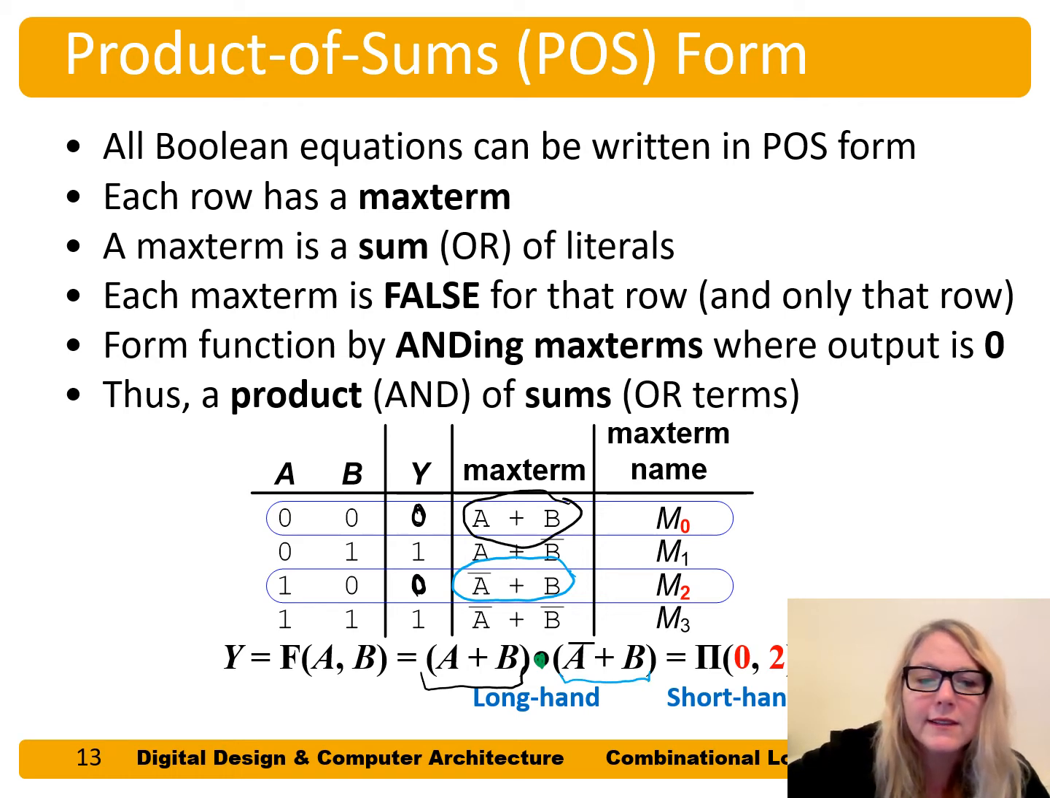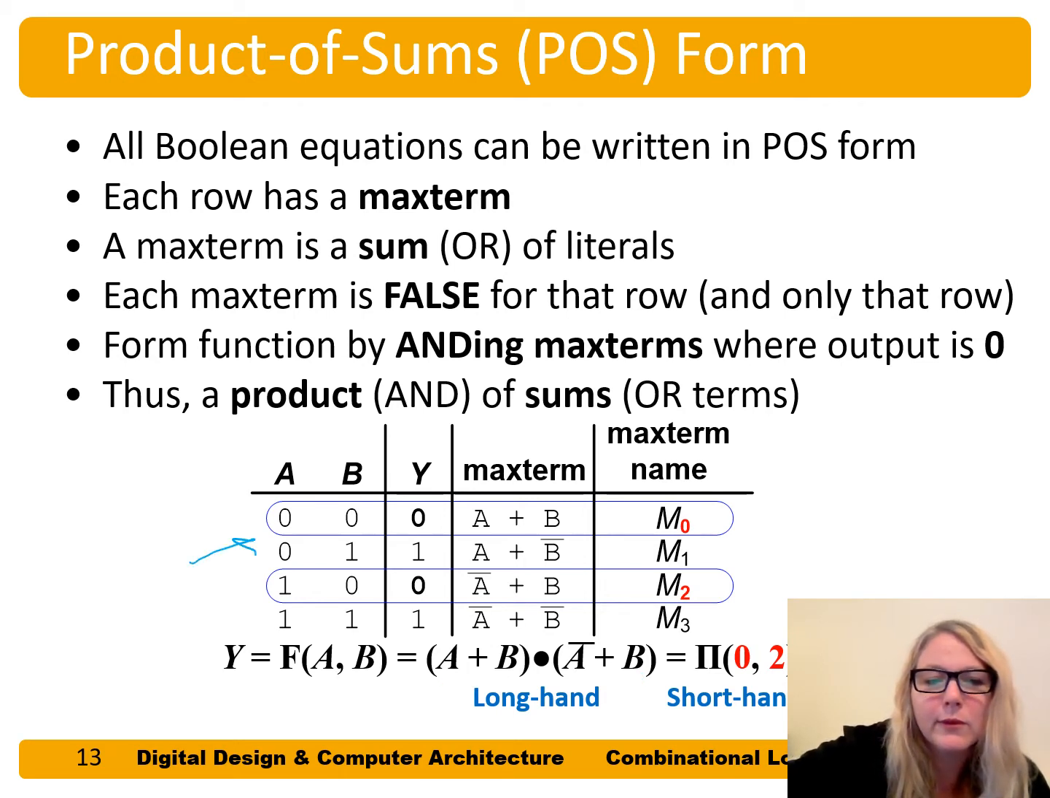So the 0, 0 case, when A and B are 0, A or B is going to force the output to 0. And when A and B are 1, 0, this next max term, A bar or B, in this case, will force the output to 0. In all other cases, the output will be 1. Because in all other cases, for example, this case, 0, 1, we get 0 or 1, that evaluates to 1. And we get A bar, which is 1 or 1, we're going to get a 1 there as well.